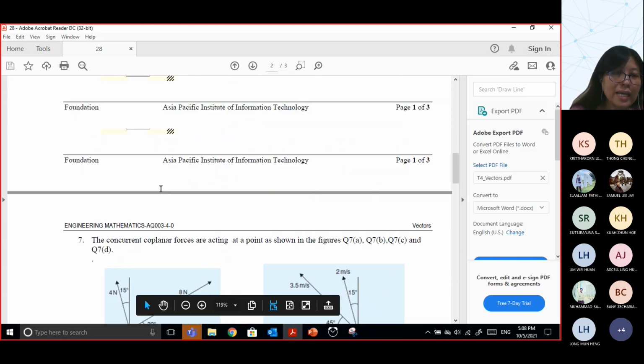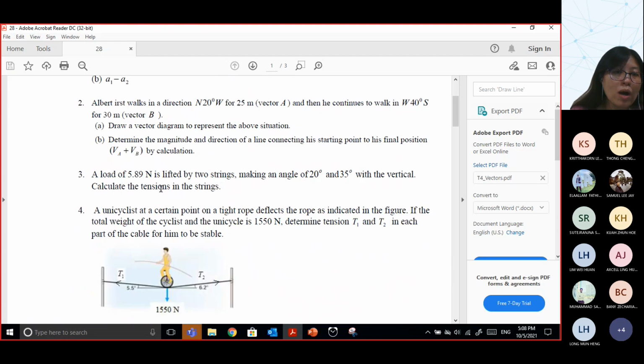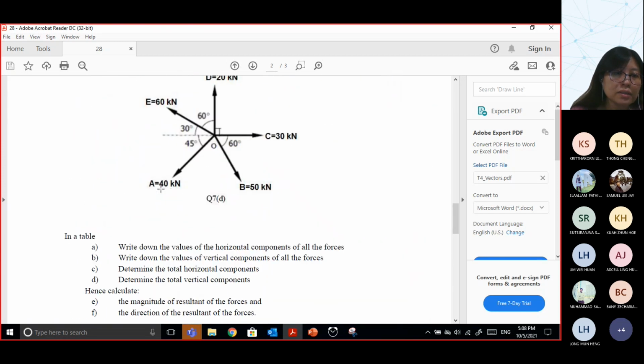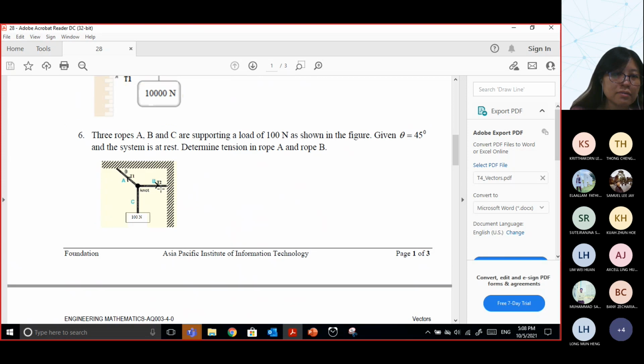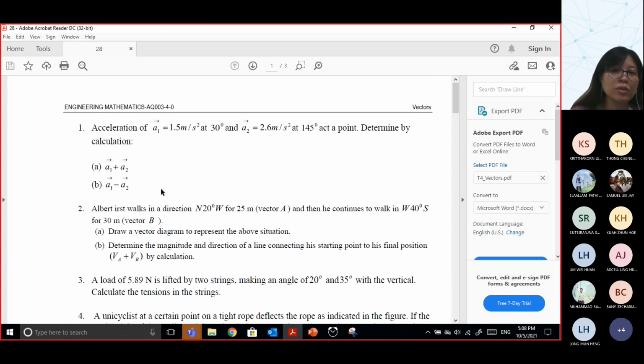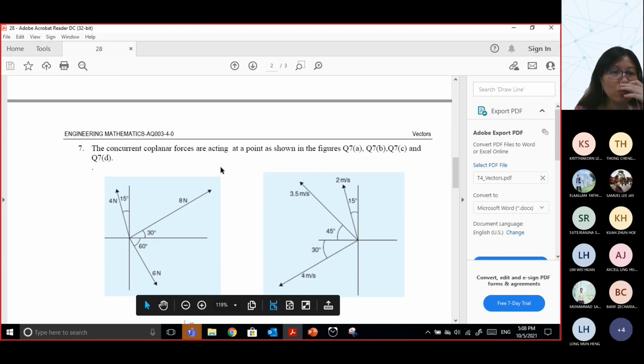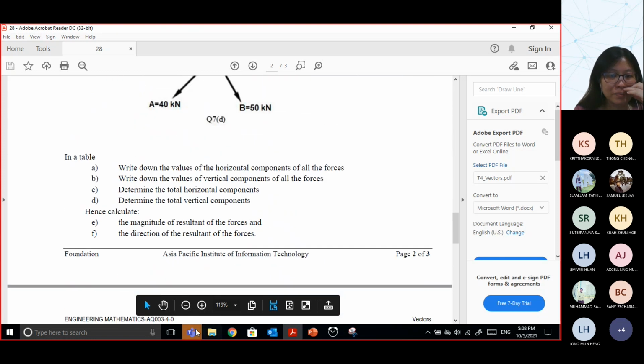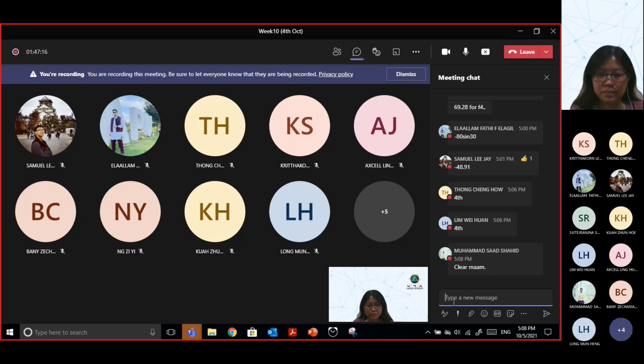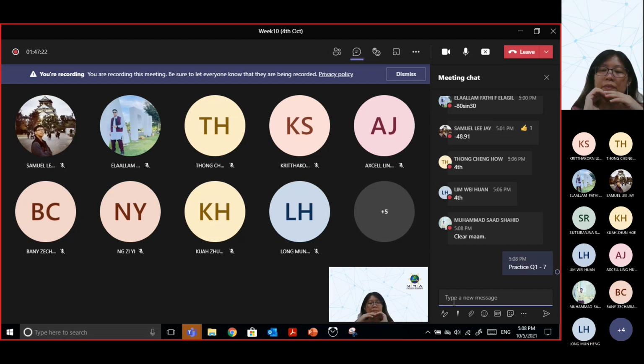For what we have gone through today, you can go through number 1 to number 7. Then for the next class, I think we will just spend the 2 hours just for this question, dealing with the calculation. Okay, clear? So practice question 1 to question 7. Then next Monday, we will go through these questions.